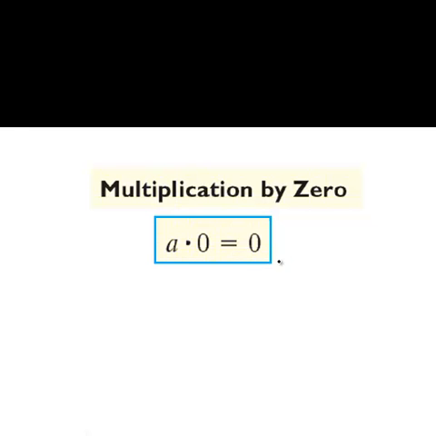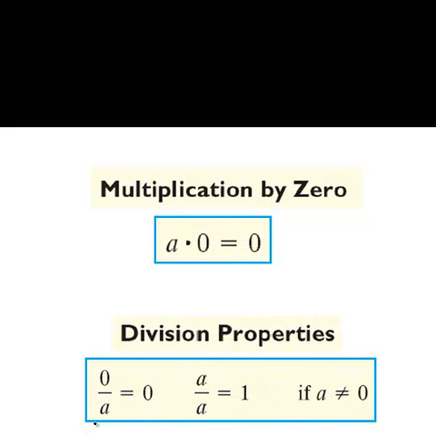Multiplication by 0 always results in 0. Any number times 0 is 0. 0 divided by any number is 0, as long as you're not taking 0 divided by 0, because we don't know what 0 divided by 0 is. So this would be undefined. But 0 divided by any non-zero number is always 0.